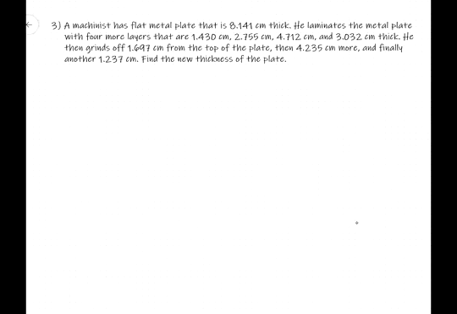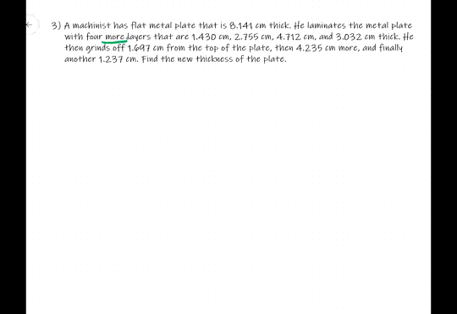A machinist has a flat plate of metal that is 8.141 centimeters thick. He laminates the metal plate with 4 more layers. Keyword there, more. That means an increase or addition. 4 more layers that are, so let me just underline the more, that are 1.430, 2.755, 4.712, and 3.032 centimeters thick.